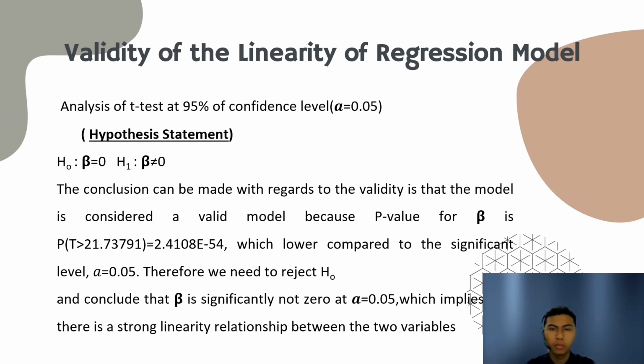The hypothesis statement for H0 is B equal to 0, while H1 is B not equal to 0. In this case, the p-value for our B estimator is 2.41 times 10 to the power of negative 54. This value is much lower than the chosen significance level, which is 0.05. Thus, B is significantly not 0 at the 5% significance level, where we need to reject H0 and accept H1.